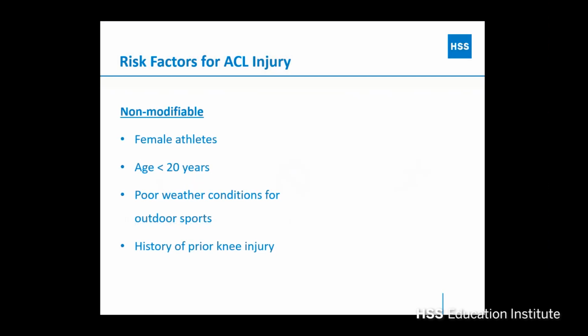So the ones that we really don't have much control over are that female athletes have a higher predilection for sustaining an ACL injury, younger aged athletes under the age of 20, poor weather conditions during outdoor sports. On a rainy day or after a little bit of rain, that's certainly going to make the conditions a little bit more susceptible for an ACL injury. And history of prior knee injury. So, arguably you could potentially affect the weather conditions or decide not to play in a game.